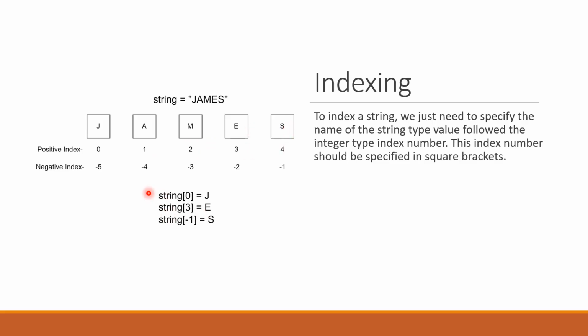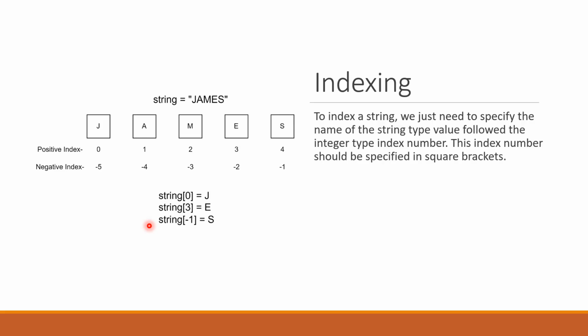Now here is the syntax to index any string. First we need to define the name of the string. So we have defined this string variable, and then to index it we are using square brackets. Within the square brackets we are defining the index number. String at index 0 will be j, string at index 3 will be e, so this is e at index 3. And in the same fashion Python also allows us to use negative indexes.